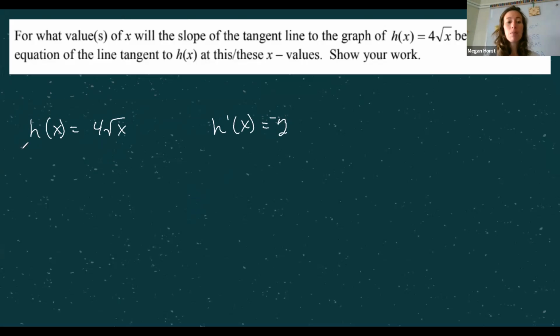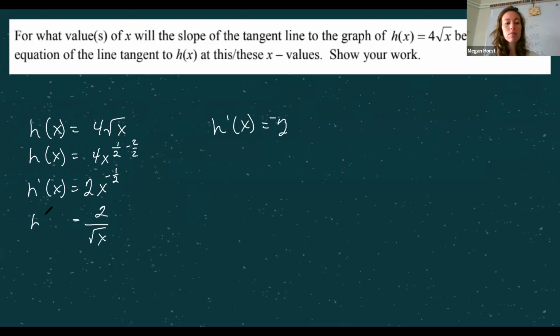So I'm going to start again by taking my derivative, but first I need to rewrite h of x in a more workable fashion. That's going to be 4x to the 1/2. So now h prime of x equals, I bump the 1/2 to the front, I get 2. I decrease the exponent by 2 over 2, which is a negative 1/2. So I get 2 over the square root of x.